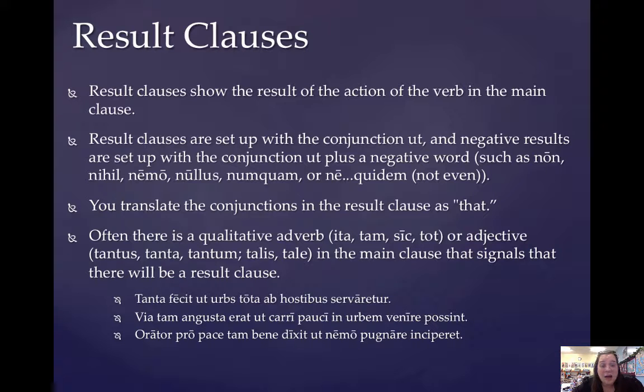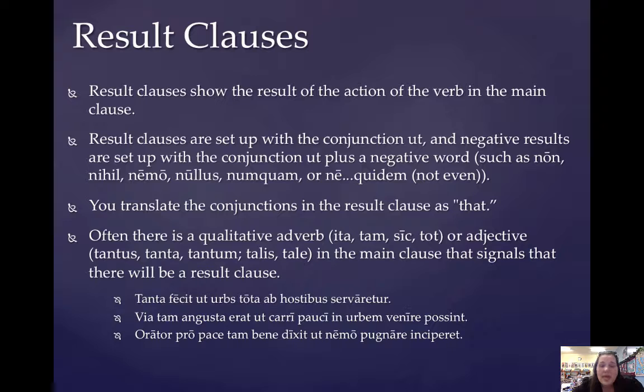Now, you should write down these 3 Latin sentences, and you should also write down the English translation so that you can use these as examples of the result clause. So let's look at this first sentence. Tanta fecit ut urbs tota ab hostibus servaretur. So he did so many things, tanta, ut, that the urbs tota, the entire city, was saved from the enemy.